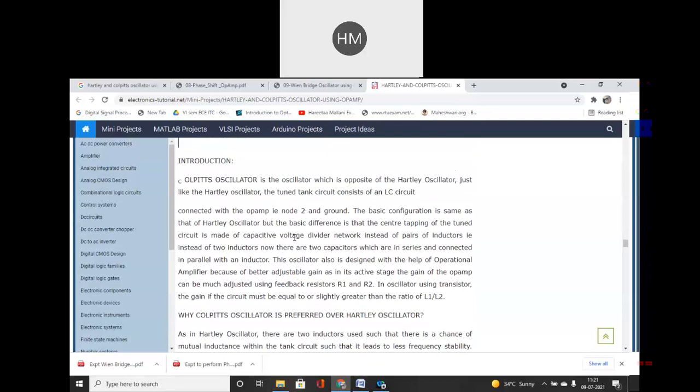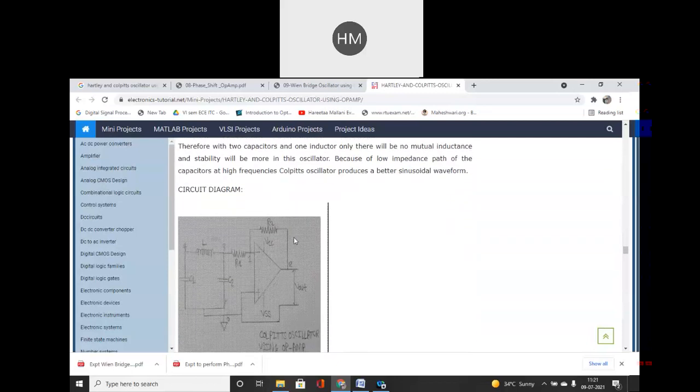Similarly, we can design a Colpitts circuit. The tuned tank circuit here also consists of an LC circuit. Here two capacitors and one inductor are used. This is the circuit of your Colpitts oscillator. Two capacitors with one inductor. This circuit will remain the same. The non-inverting terminal is connected to ground. This circuit is very important, the L and C combination. Here, two capacitors and one inductor.